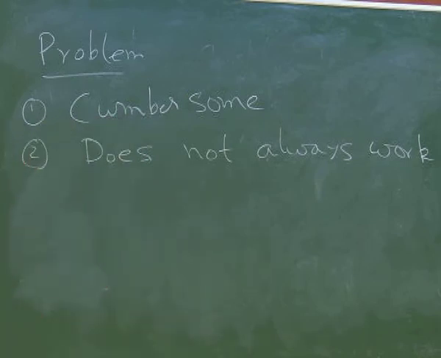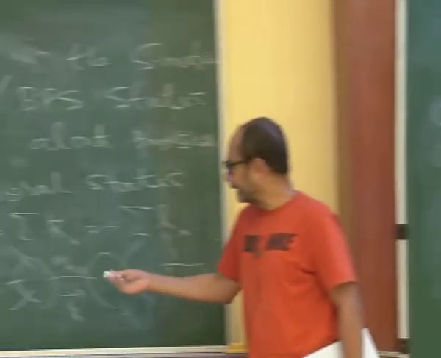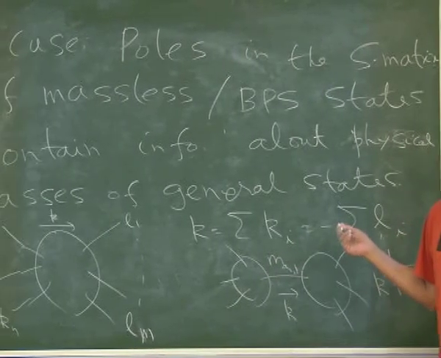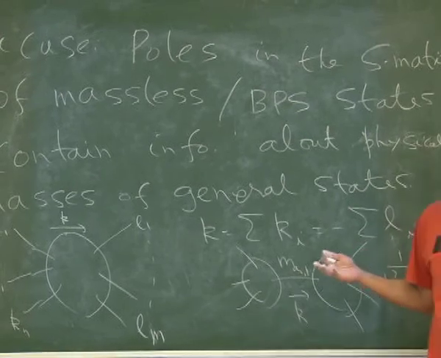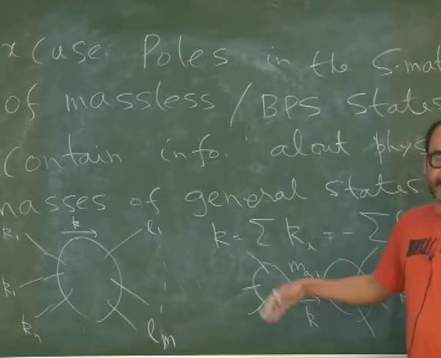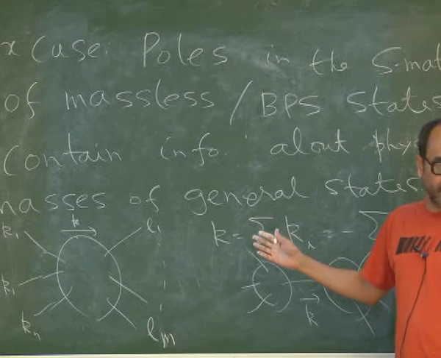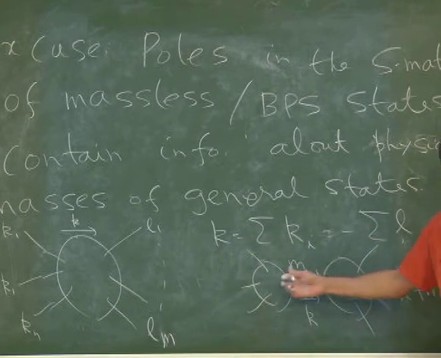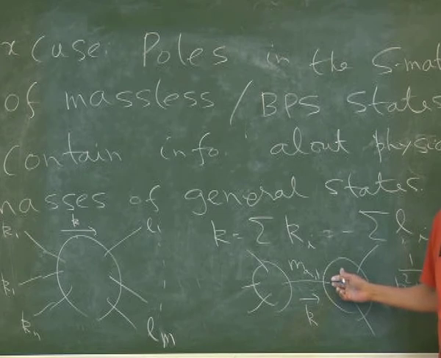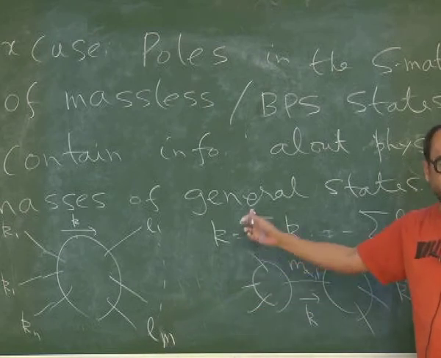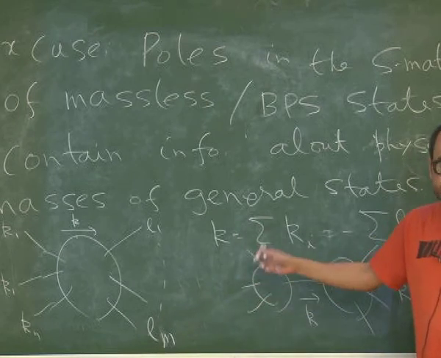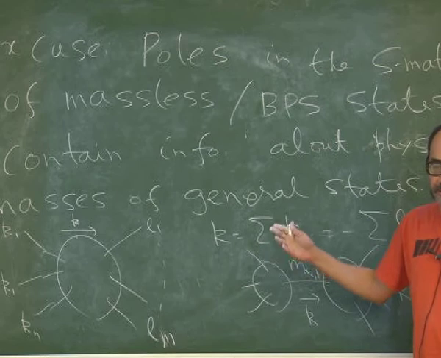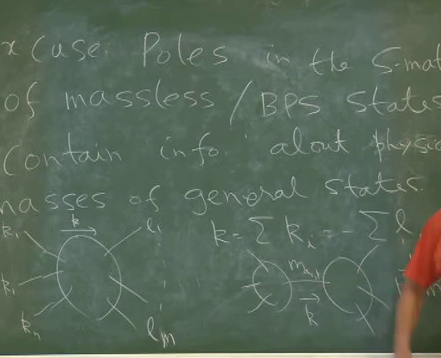You can see under what condition it will fail to work. Let's imagine that there is a massive particle which carries a quantum number that none of the massless or BPS particles carry. In that case, conservation law will prevent production of the massive particle as a one particle intermediate state, just by looking at the S matrix of massless and BPS states. So this procedure will fail for those particles.